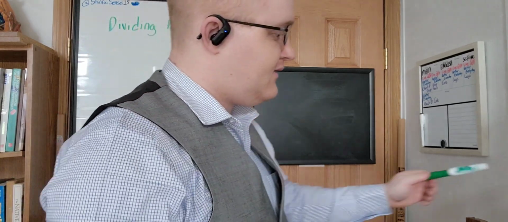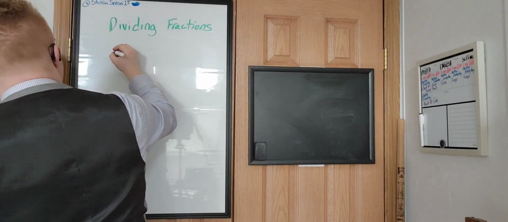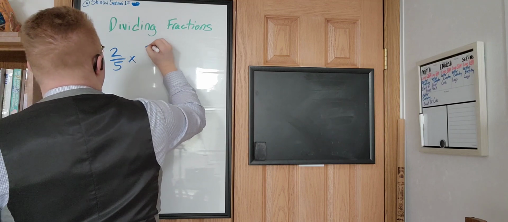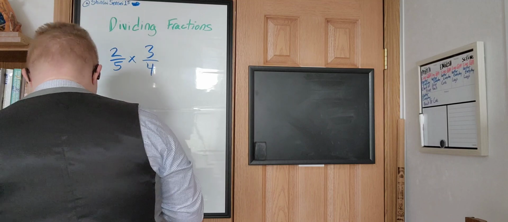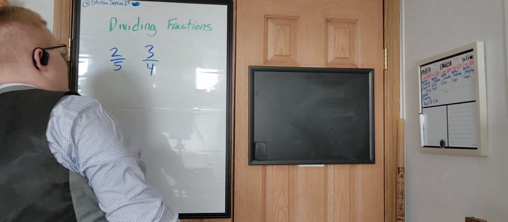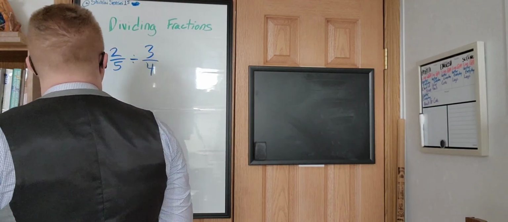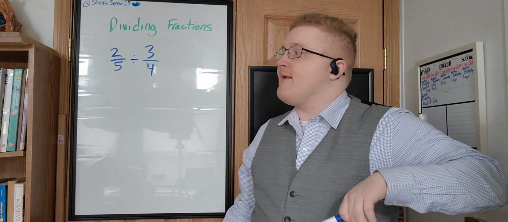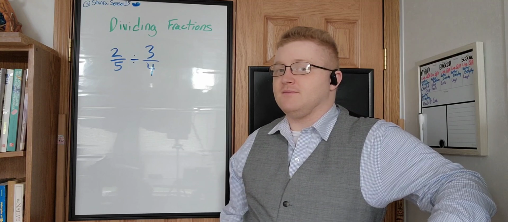Dividing fractions. In this case, we'll use 2/5 again. I know, they're my favorite. Not 2/5 times 3/4, but divided by 3/4. So 2/5 divided by 3/4, right? Well, this is where the weird part comes in. You're already dealing with division here.